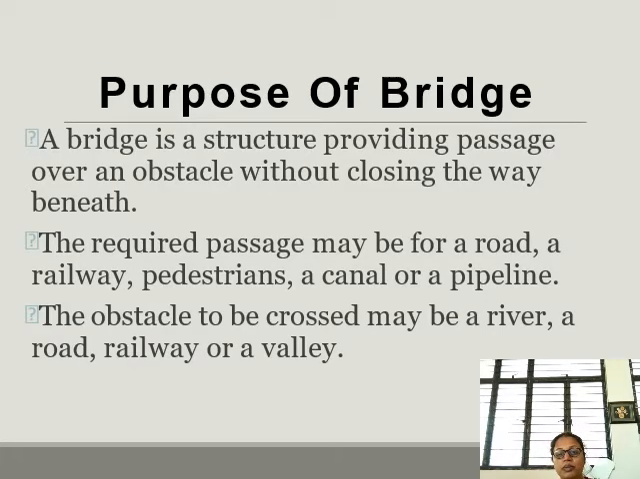First of all, what is the purpose of a bridge? A bridge is a structure which provides a passage over an obstacle without closing the way beneath. The required passage may be for a road or a railway or for pedestrians, even for a canal or a pipeline. The obstacle may be a river, a road, a railway or a valley.